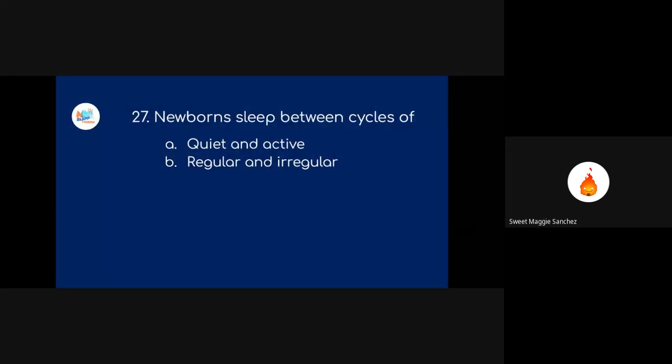Okay, timer stops. Question 27. Newborns sleep between cycles of A, quiet and active, or B, regular and irregular.